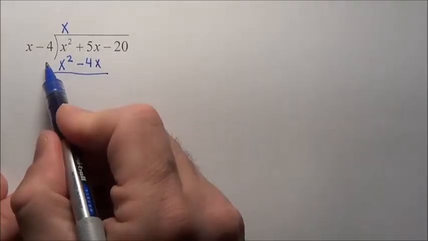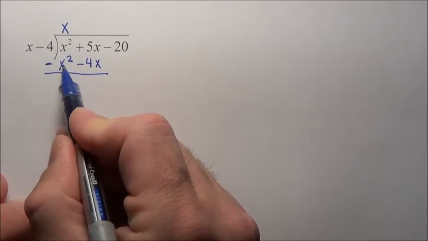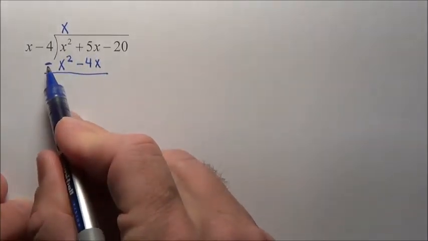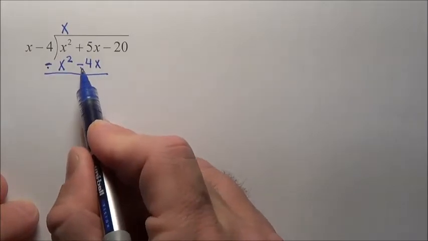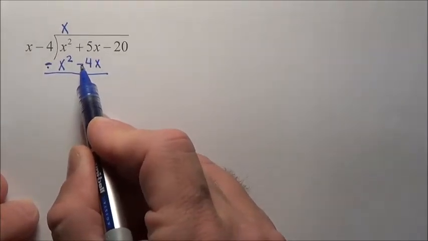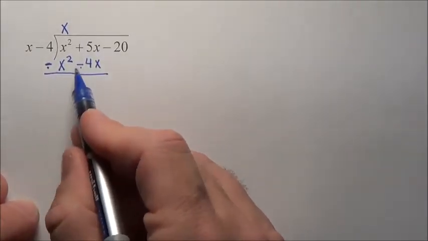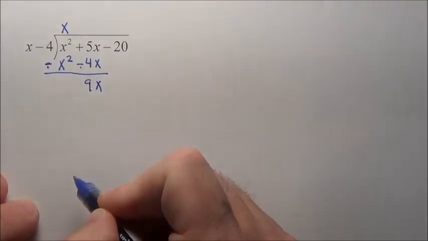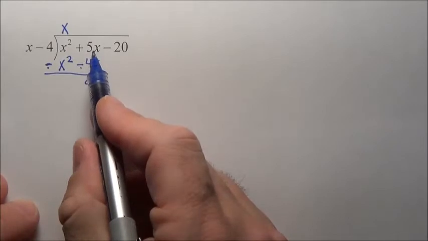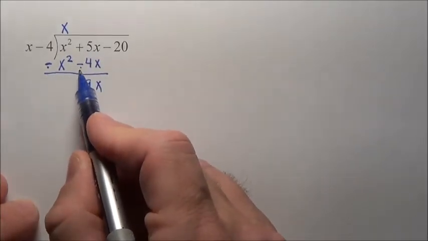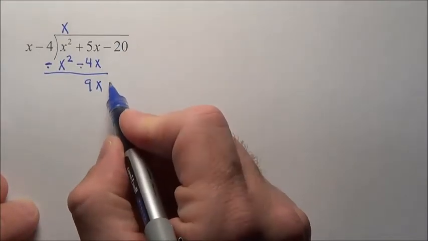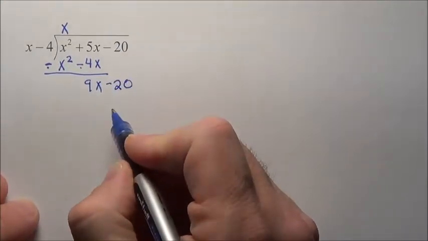I'm now going to come here and I have to subtract. X squared minus x squared, gone. Now pay attention. 5x minus the negative 4x. That's going to change that to plus. So 5x minus a negative is 5x plus a 4x. That brings you to 9x down here. Because 5x minus a negative changes to plus 4x. 5x plus 4x, 9x. And now bring down my subtract 20.